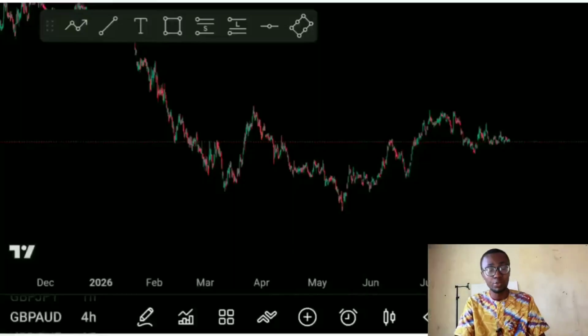Now, I'm going to be explaining to you using the chart, right? Everything is going to be done on the chart: how to identify break of structure and change of character. And why do you need to know all these things? Because when you know break of structure and change of character, it's going to help you to know the direction of the market and when the market is going to reverse, right?